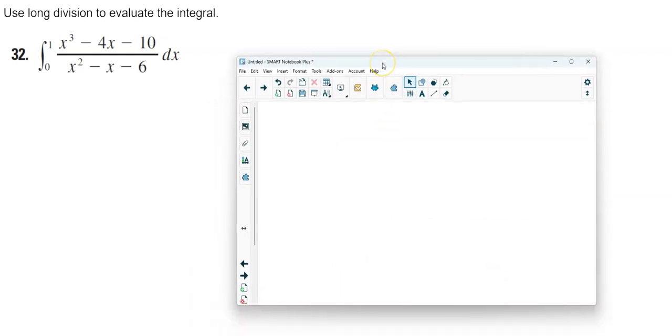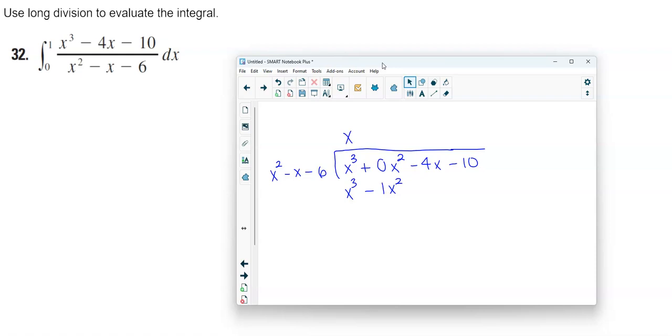So we have x squared minus x minus 6, and we're going to divide that into x cubed. We're going to write out our missing term for the x squared, so that's 0x squared, minus 4x minus 10. So what do we need to multiply by x squared to get x cubed? Well, that is x, and then we're going to multiply it back through. X times x squared is x cubed, x times minus x is minus 1x squared, and x times minus 6 is minus 6x. Now we're going to subtract, meaning we're going to change the signs.